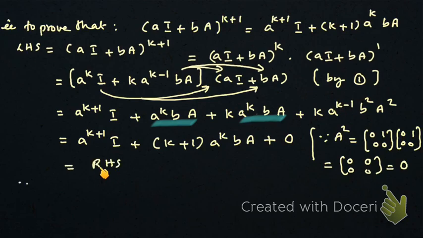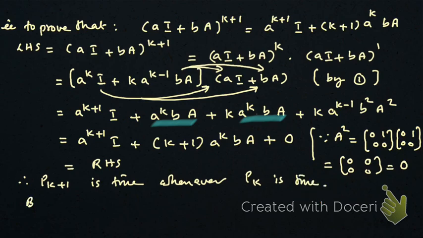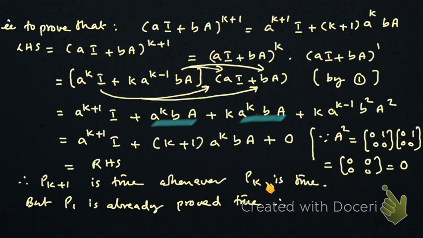And that means I have my RHS. So I started with the LHS and I reached the RHS, which means I proved that pk plus 1 is true whenever pk is true. Remember, pk plus 1 is true if pk is true. But we have already proved that p1 is true. We already proved it. If pk is true, then pk plus 1 must be true, we proved. So if p1 is true, then p1 plus 1, that is p2, has to be true.